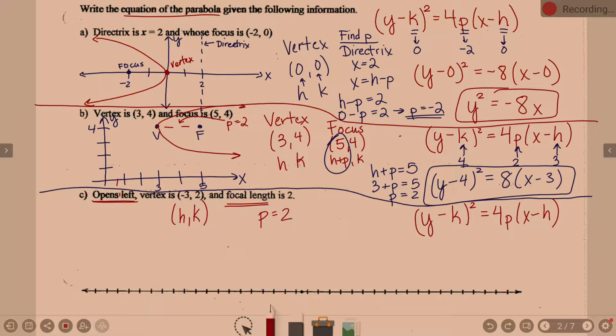One other detail we're overlooking: P is negative 2. The focal length is 2 because length is a distance, so they're going to give me a positive there. But how do I know P? We have to use P as negative 2. It opens left, so because it opens left, you have to automatically think, oh, P is going to be negative. And so we're actually going to use P as negative 2.